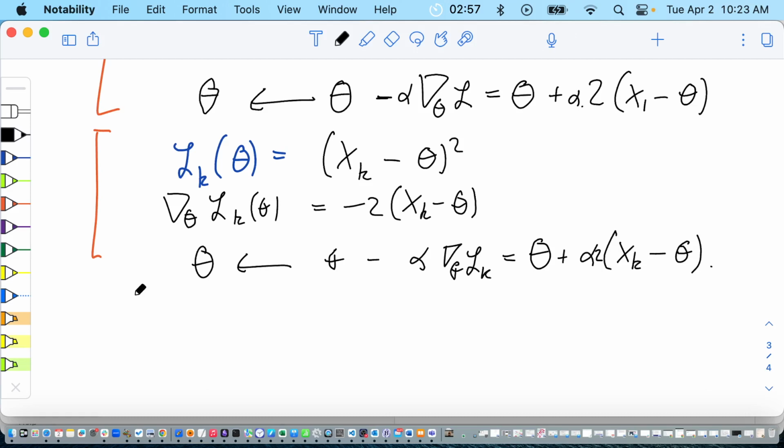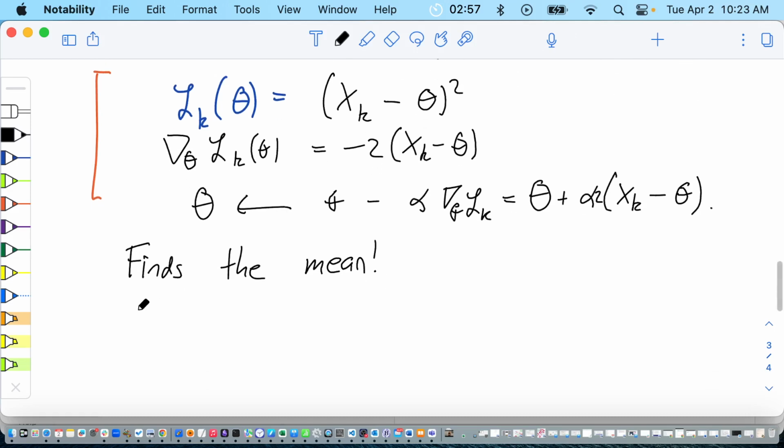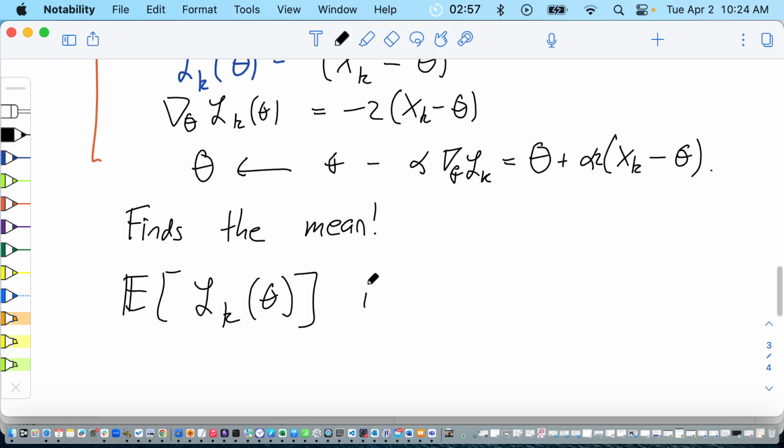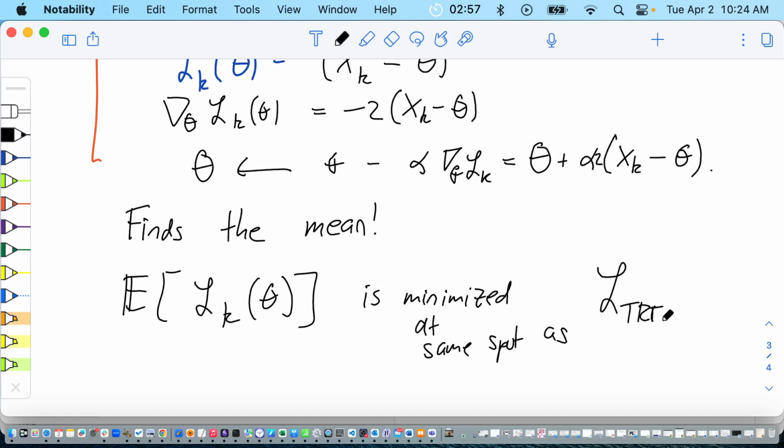So this thing finds the mean. And you can kind of think of this as something like the expected value of the loss function Lk of theta. So on average, what the kth loss function is doing is minimized at the same spot as the true loss function. And we call this loss the true loss function of theta. So of course, they're slightly different, but they have the same minimum. I won't do the proof, but in this case, it's not too hard to show.